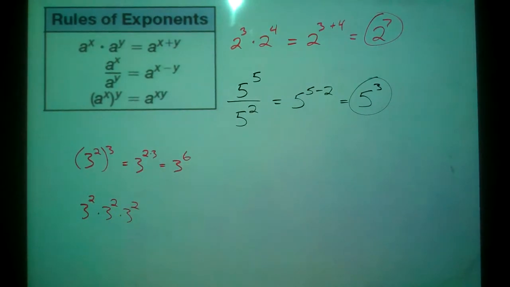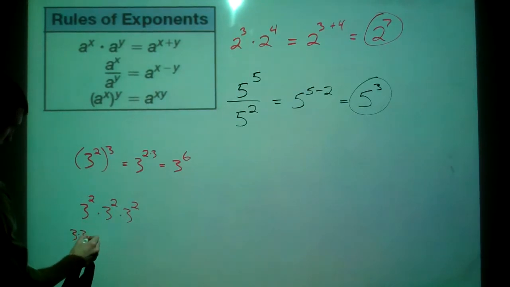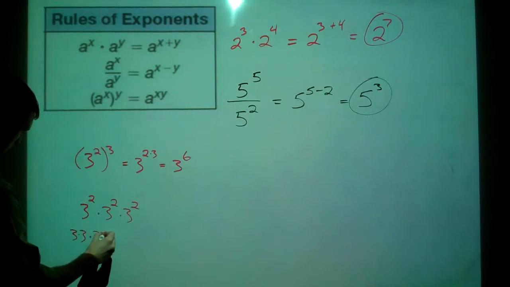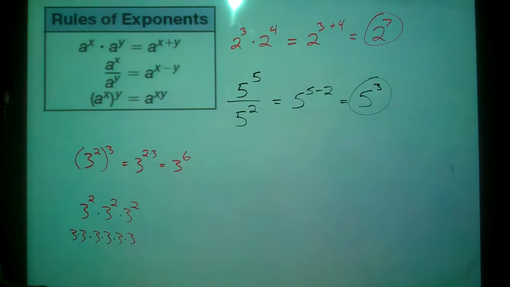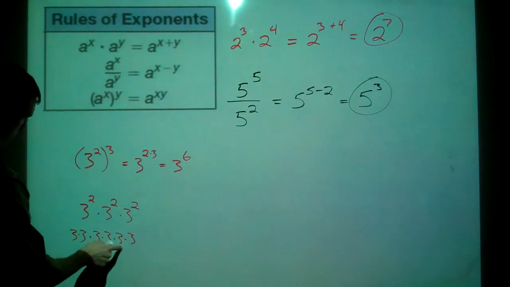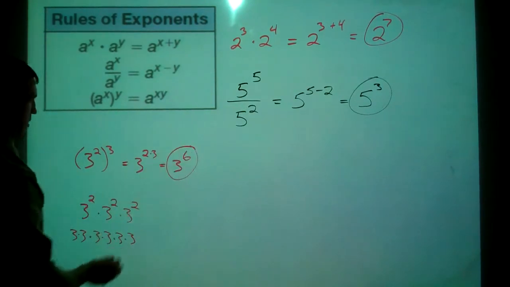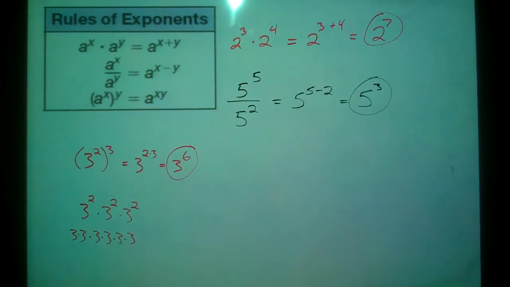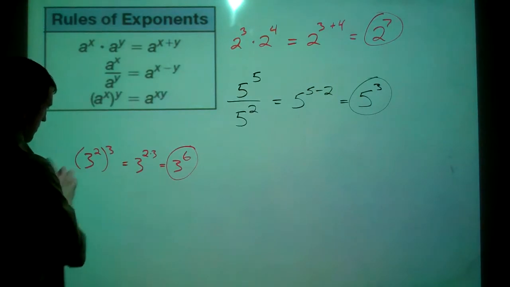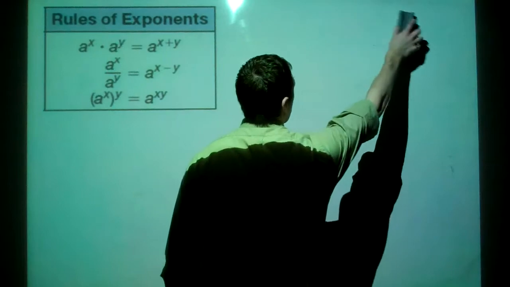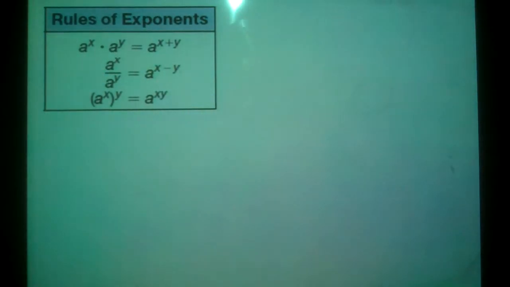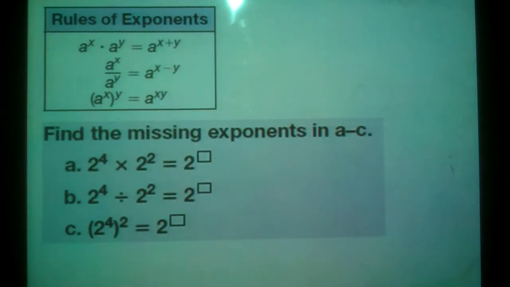Well, let's say we didn't notice that. 3 to the second means 3 times 3. We have another 3 to the second, 3 times 3. Another 3 to the second, 3 times 3. How many 3s do you have? 1, 2, 3, 4, 5, 6. That's why that rule works. So those are those rules, examples of those rules. And we're going to go over another example here next, where we have to fill in the blank.